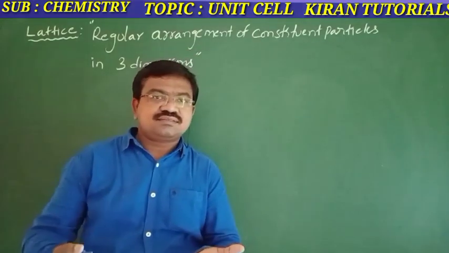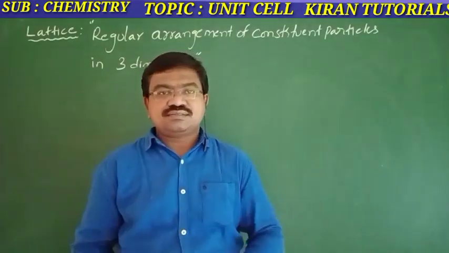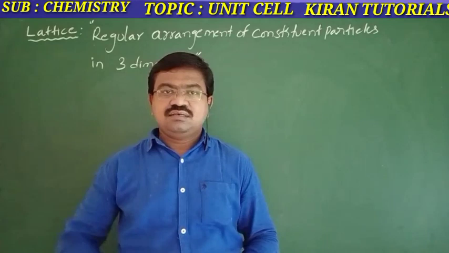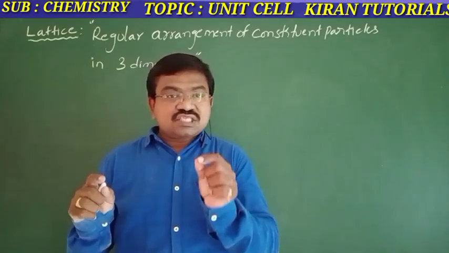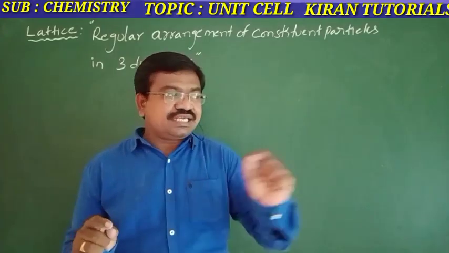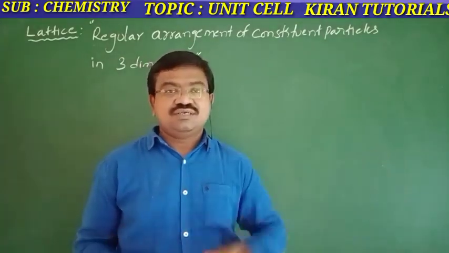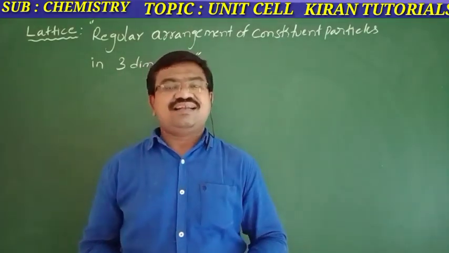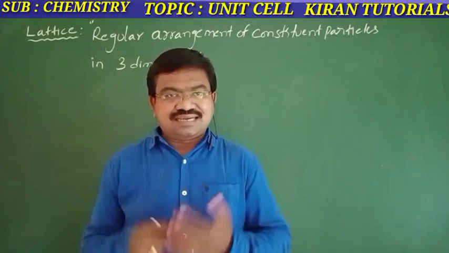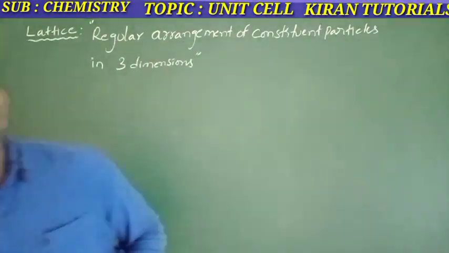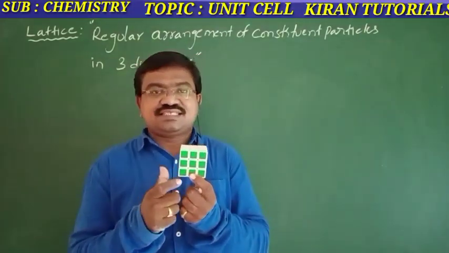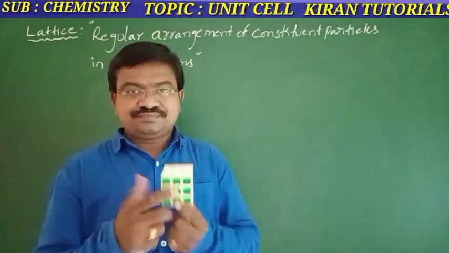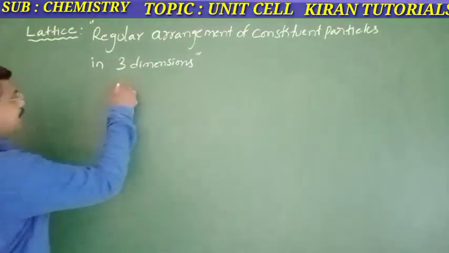What are the constituent particles? Maybe ions, atoms or molecules. But the constituent particles are arranged in 3 dimensions, and those are called a lattice. See, it is a crystal lattice. You can say it is a crystal lattice. Clear? It's a regular arrangement.